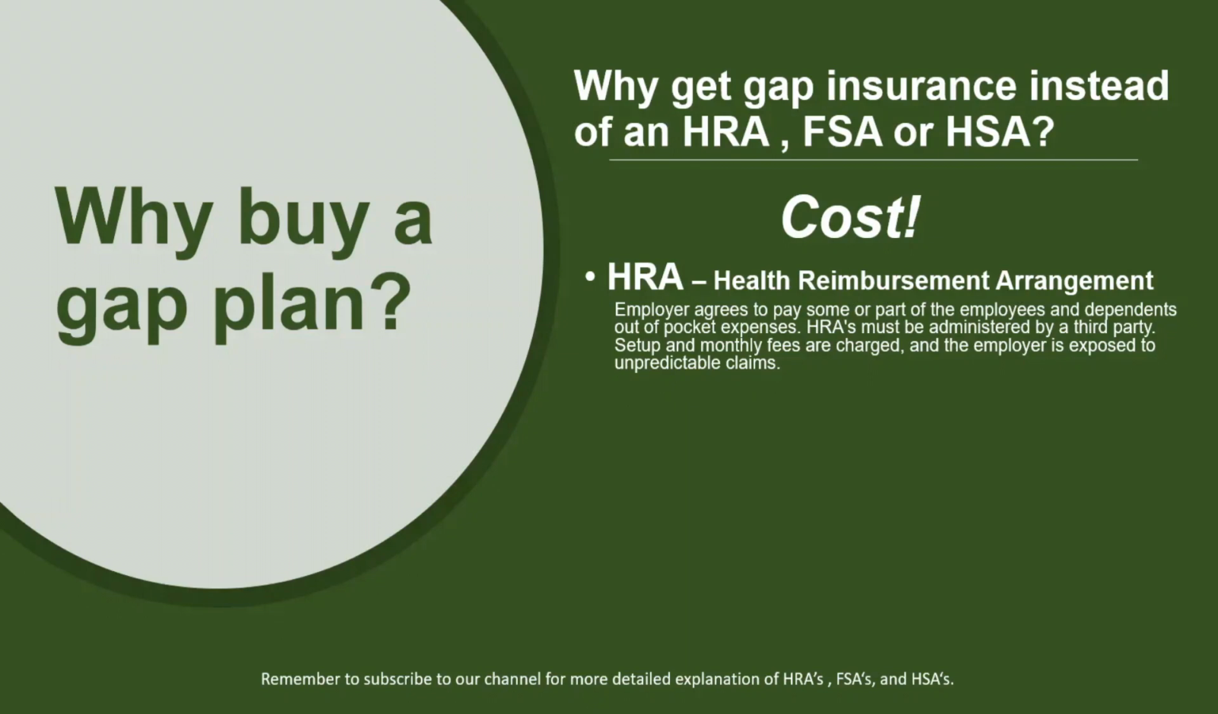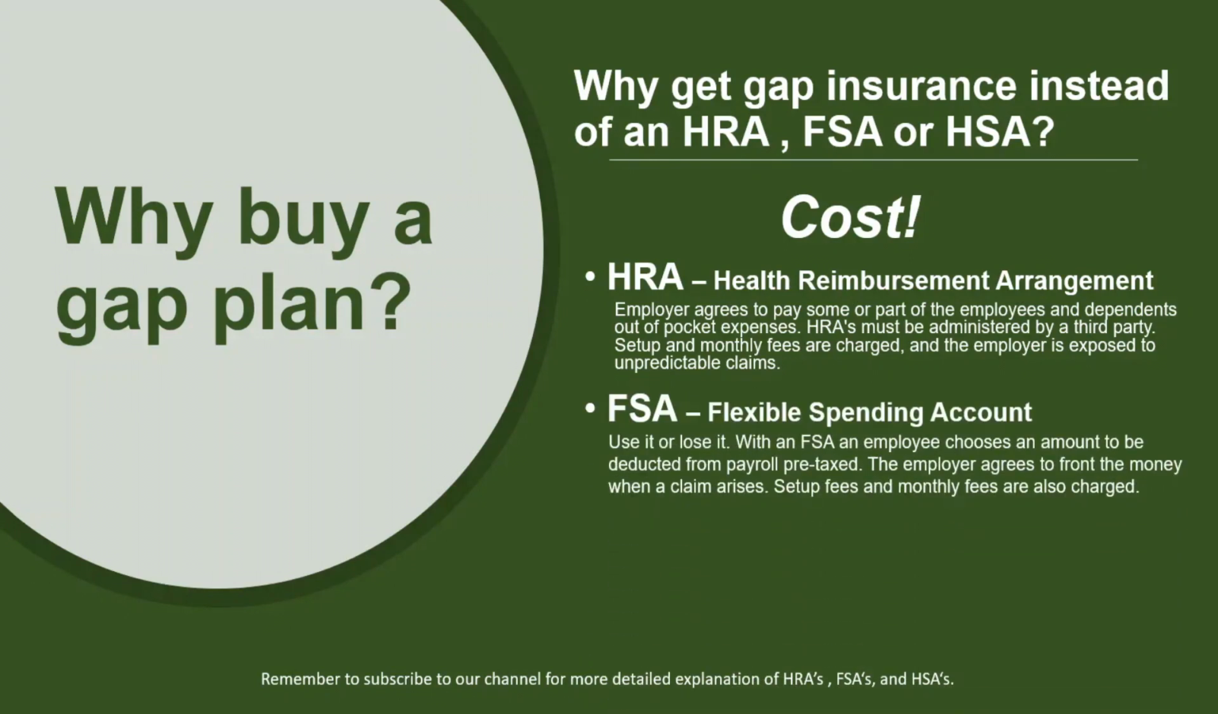So as an example, if an employer agrees to fund $2,000 of an employee's expenses and possibly their dependents as well, when those expenses occur, the employer is expected to pay that $2,000 of that part of their deductible. Now that does have to be administered by the third party because of HIPAA laws. So the claims are pretty much unpredictable. It depends on how healthy your group is and how generous your employer is.